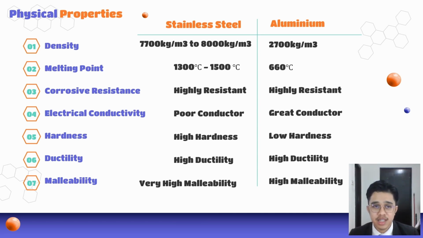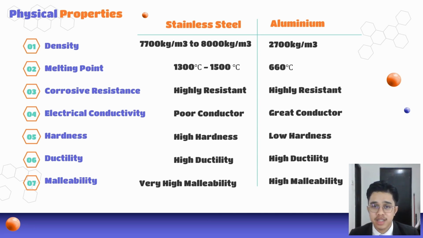For ductility, stainless steel is highly ductile due to composition properties that enhance its ductility, having about 50 to 60% ductility before fracture. For aluminium, ductility is also high due to the low metal density and the metallic component which is weak compared to other metals, having about 30% or 40% ductility before fracture.